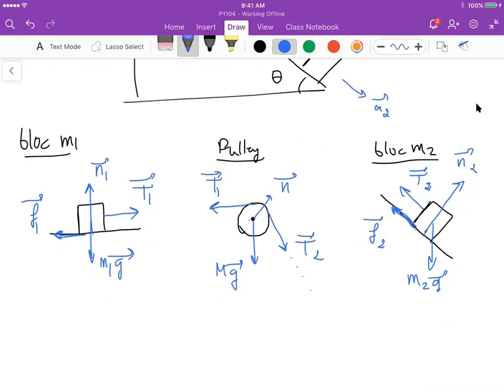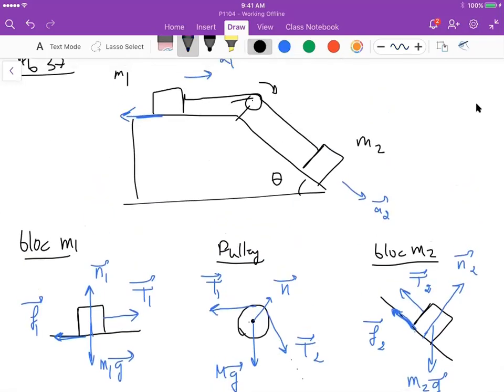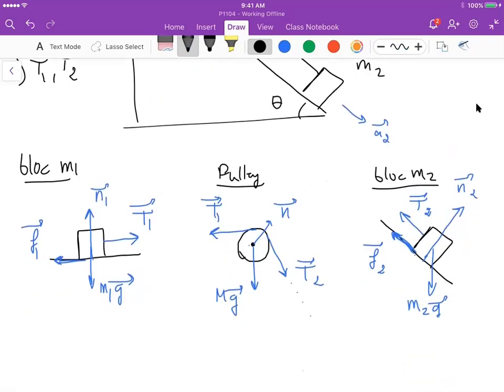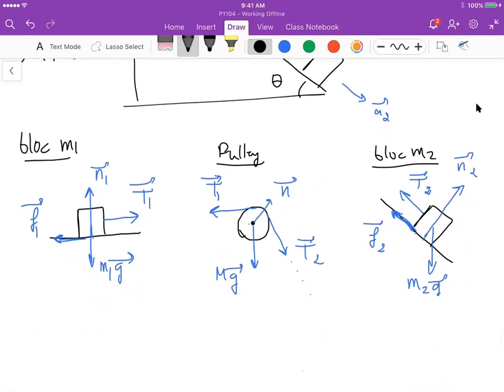Now, in part A, we have to determine the acceleration of the two blocks. And in part B, we have to determine the tensions in the string, T1 and T2, on both sides of the pulley. So let's start with two main points in the discussion.